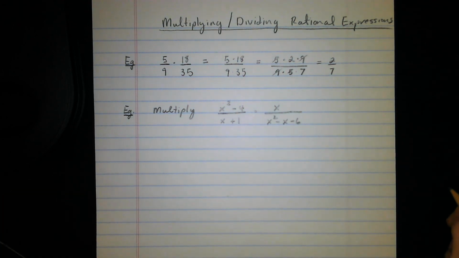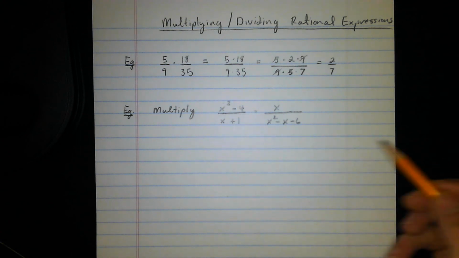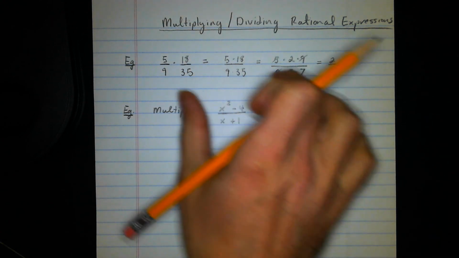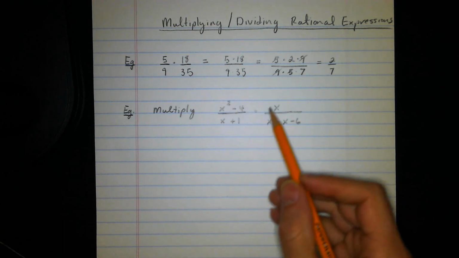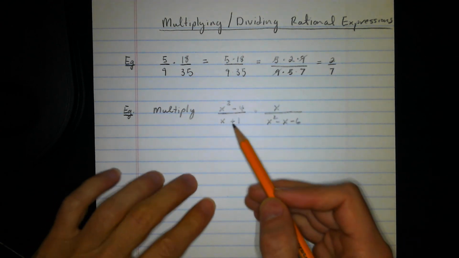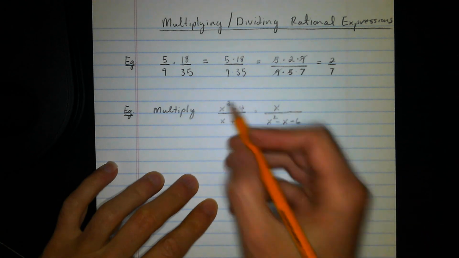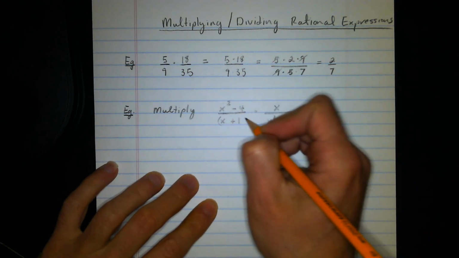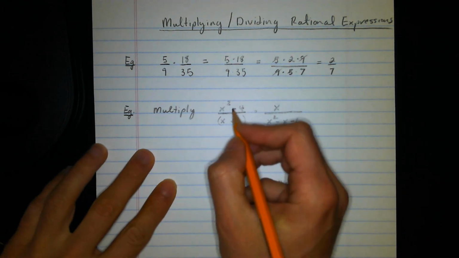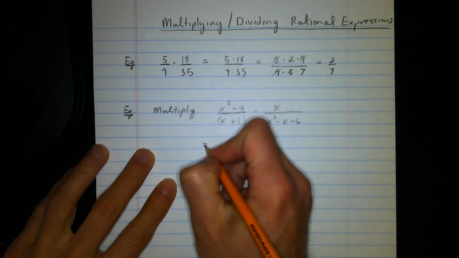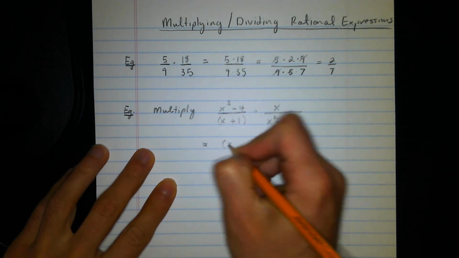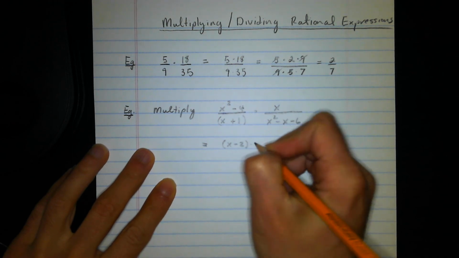Well, the first thing you want to do here is just factor the numerators and denominators. It's not quite exactly the same steps that we took here, but the first thing we want to do is just factor the numerators and denominators. This denominator is already factored, as is that numerator. Now this one factors as a difference of squares: x minus 2 times x plus 2.